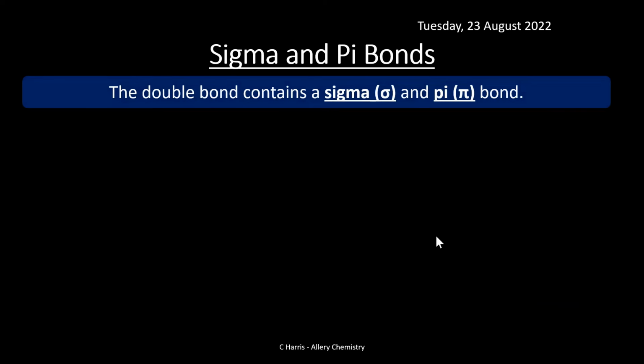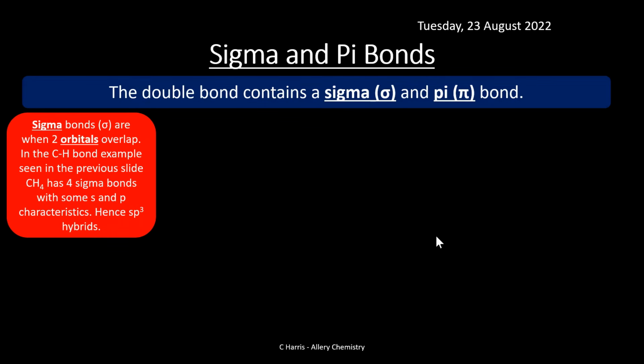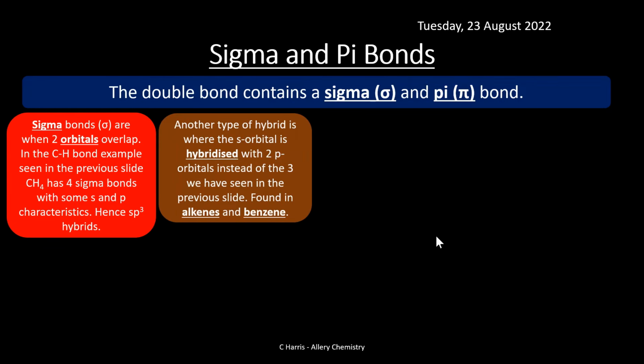So that was a single CH bond. You do need to be aware of sigma and pi bonds. Now, pi bonds are found in double bonds and triple bonds as well. So sigma bonds are where we have two orbitals that overlap. Okay, really important. In the CH bond example that we've seen previously, CH4 has four sigma bonds, with s and p characteristics, hence why we say sp3 hybrids. So the bond is effectively four sp3 hybrids overlapping, forming that single sigma bond.